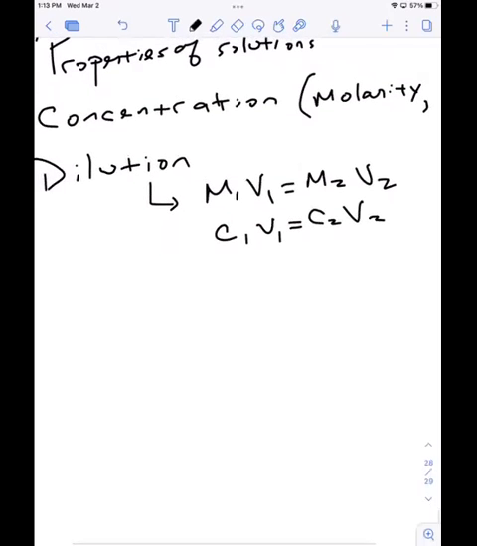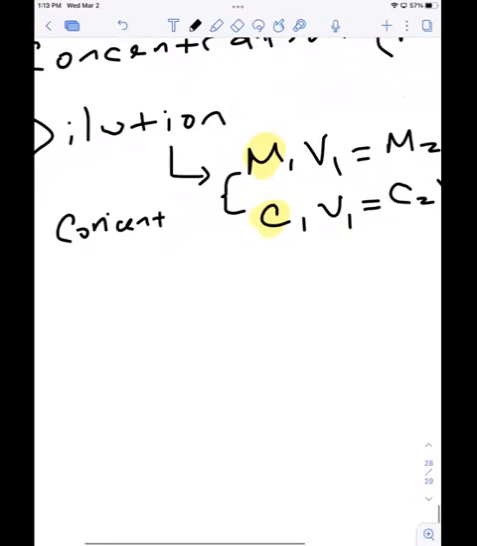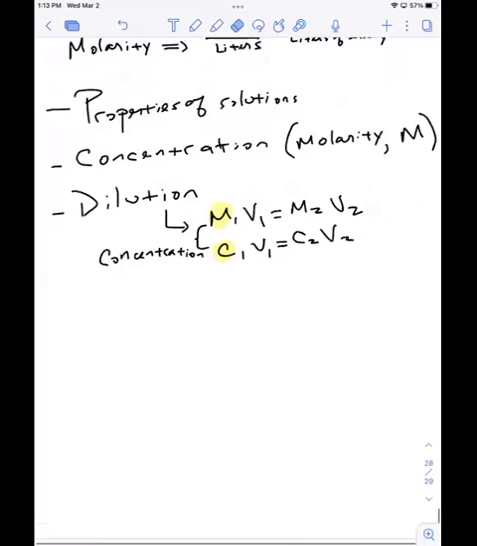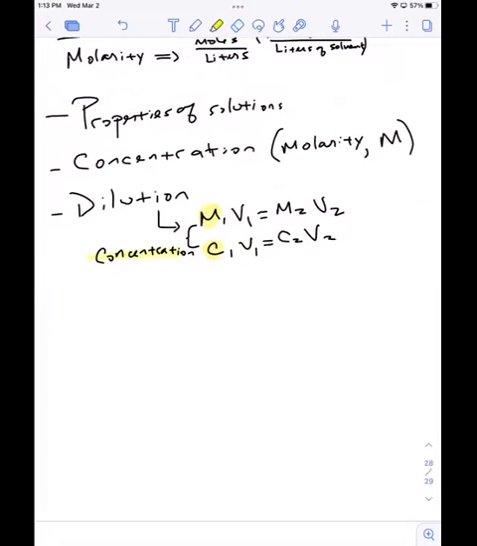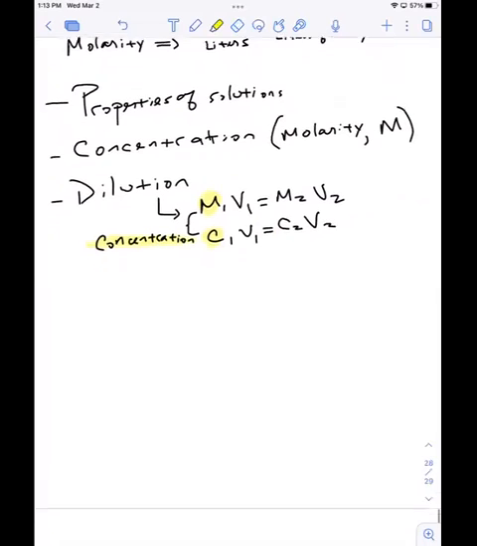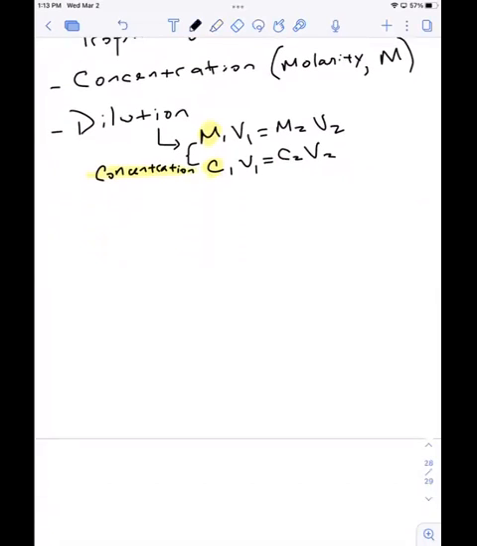Both the big M and the C are used to indicate concentration. So let's start out by talking about solutions and what a solution is.